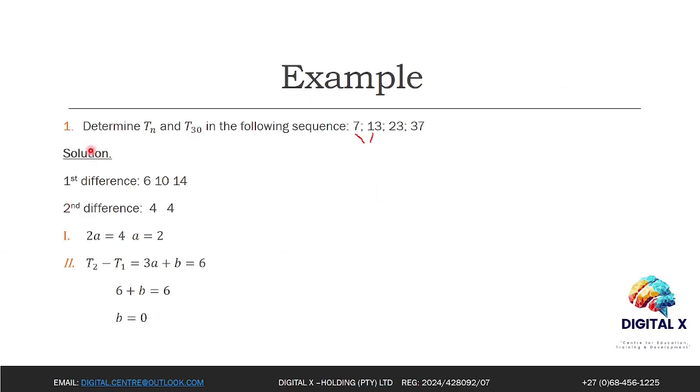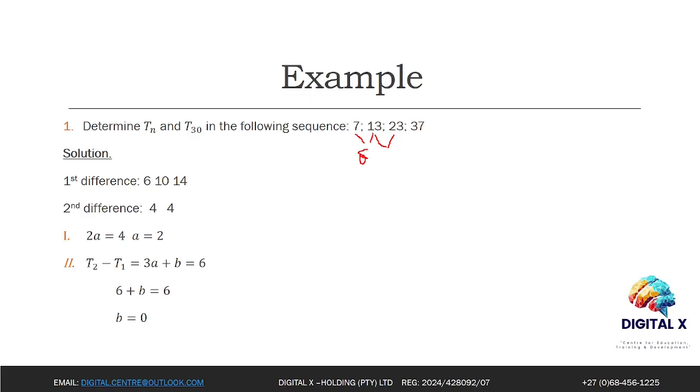As we can all see, I wrote the first difference, it is 6, and the second difference, a constant difference of 4. So I'm just going to rewrite everything down for the sake of making things much easier to understand. So here we have 6, and we have again here. And mind you, this is the first difference.